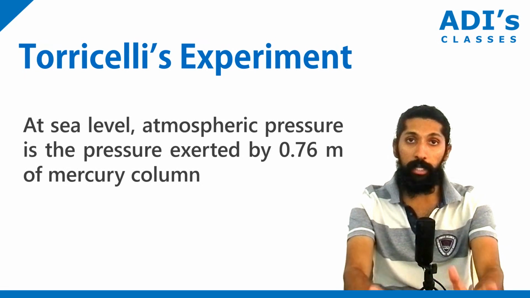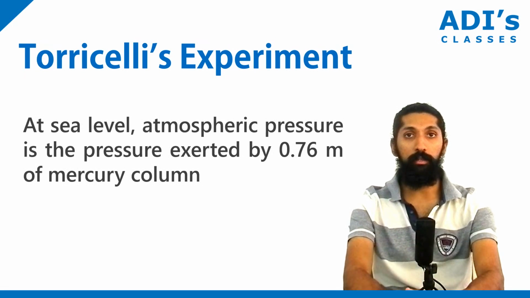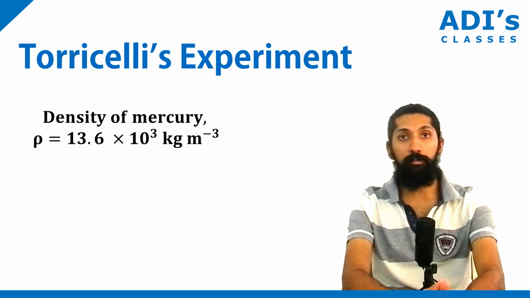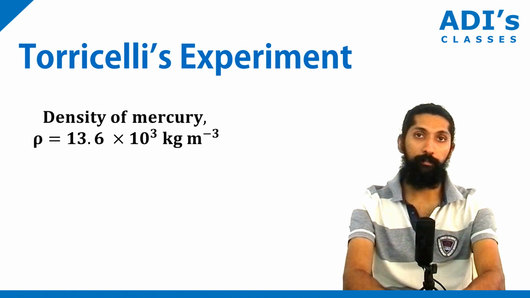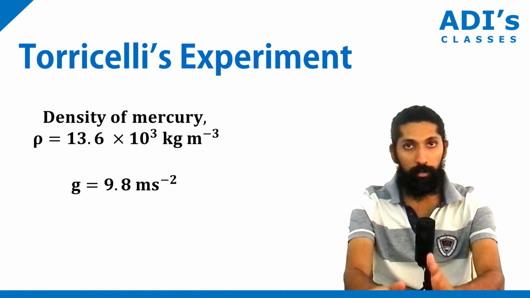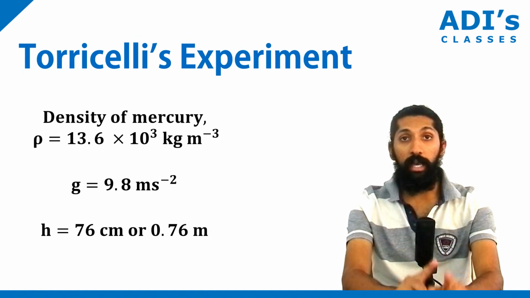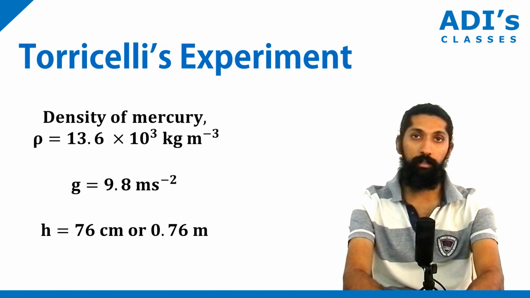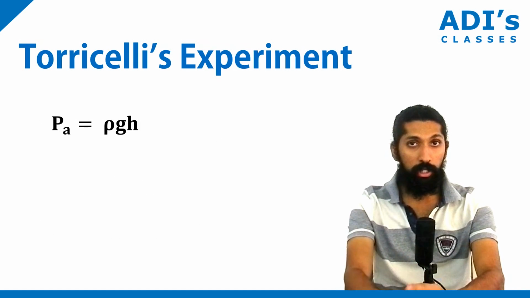Okay? Now you have all the values. You have the value of h, rho, g, everything. What is the density of mercury? 13.6 into 10 to the power of 3 kg per meter cube. Correct? g is 9.8 meter per second square. And h is 76 centimeter or 0.76 meter. Now pressure is what? Rho g h.